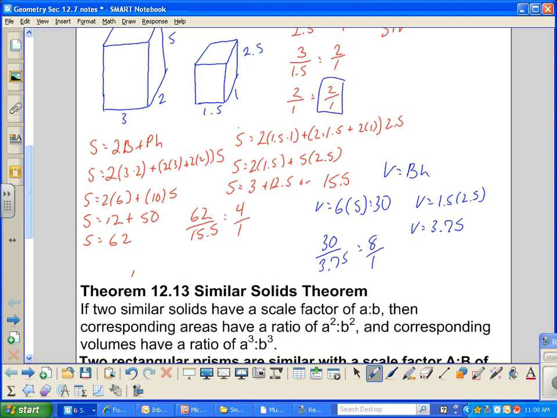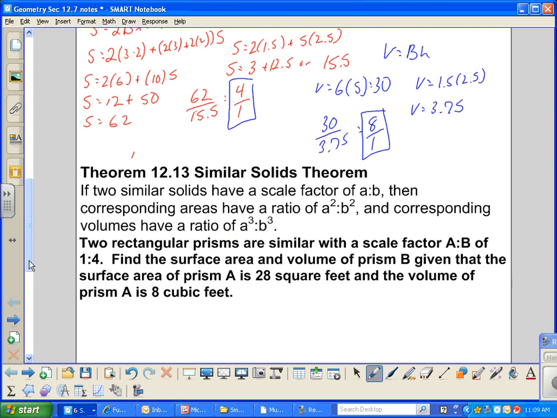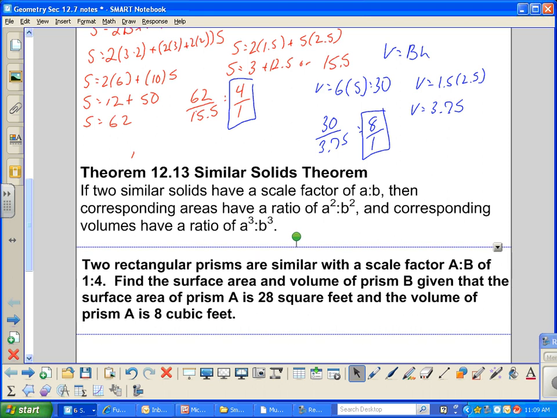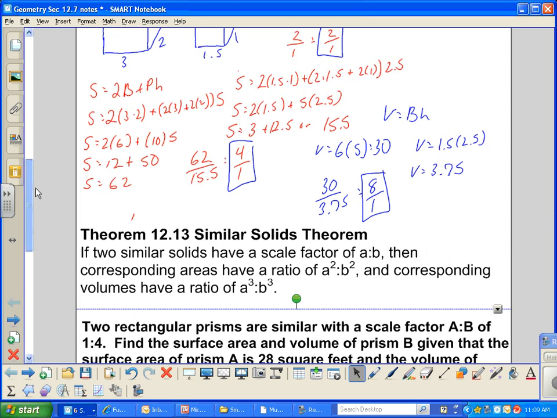So we got 2 over 1 for the scale factor, or the ratio for the sides, 4 to 1 for the surface areas, and 8 to 1 for the volumes, which leads us to theorem 12.13, which says if two similar solids have a scale factor of A to B, then the corresponding areas have a ratio of A squared to B squared, and the corresponding volumes have a ratio of A cubed to B cubed.